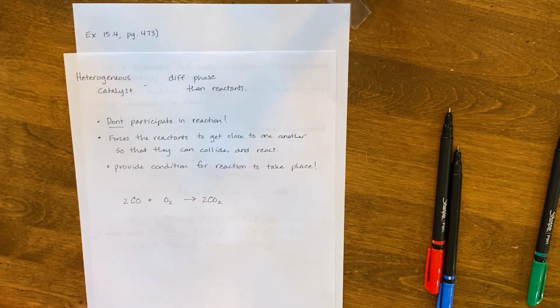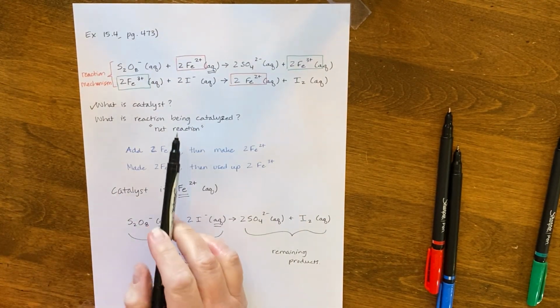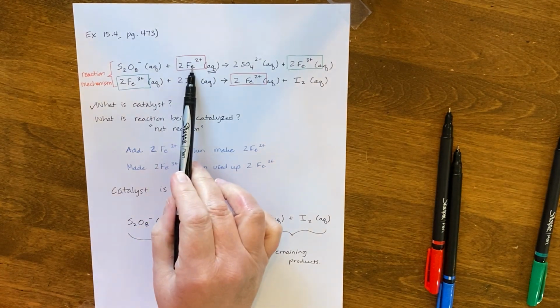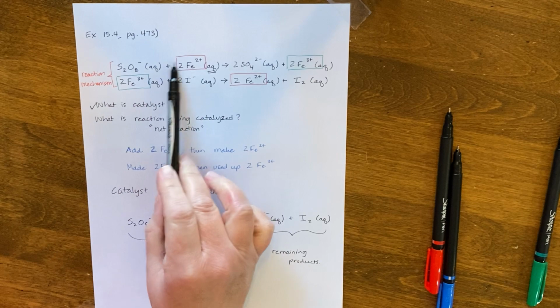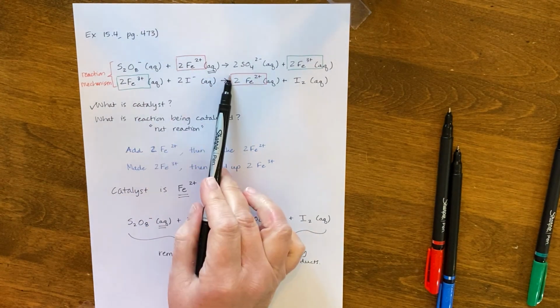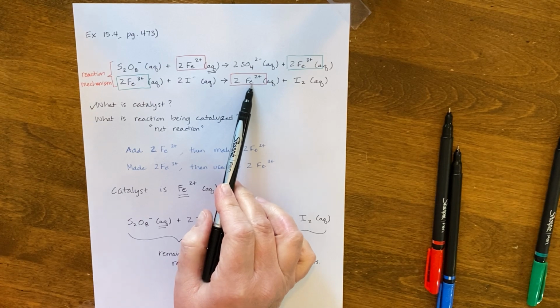All right? Here in our homogeneous example, this iron 2+ ion was actually participating in the reaction. It's just it was coming out as itself in the end.